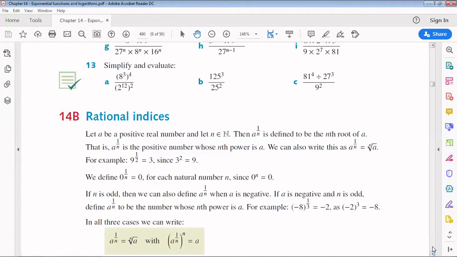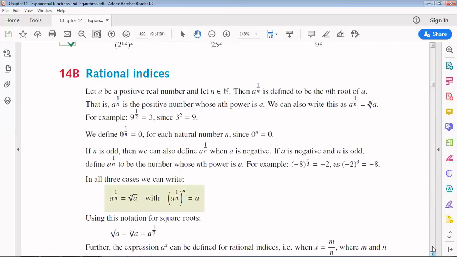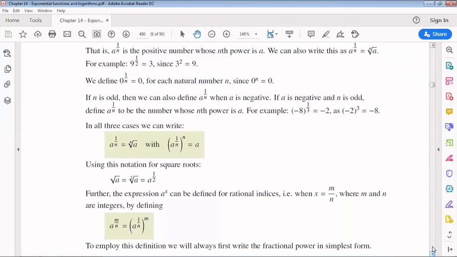So now the first rule is how to solve any exponential expression like this one, minus 8 power 1 by 3. This 1 by 3 is a rational. So this is equal to minus 2. We will now learn how this becomes equal to minus 2. Similarly, minus 2 power 3 is equal to negative 8, because the power is odd.